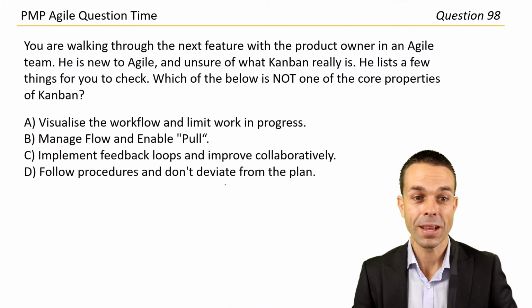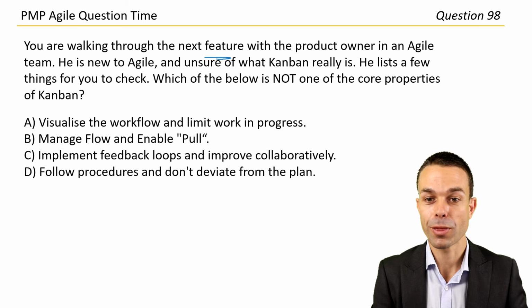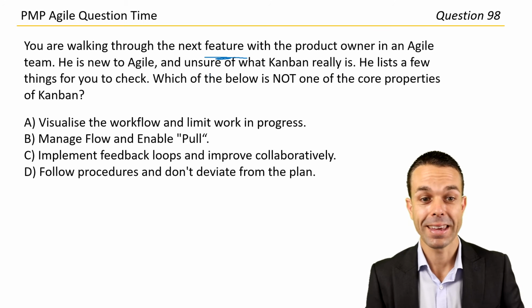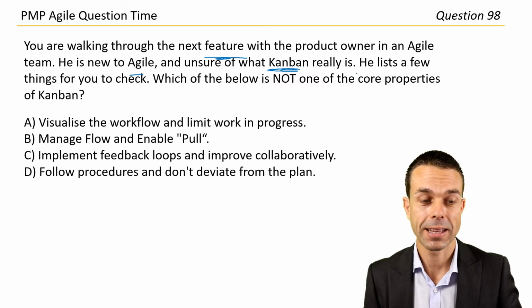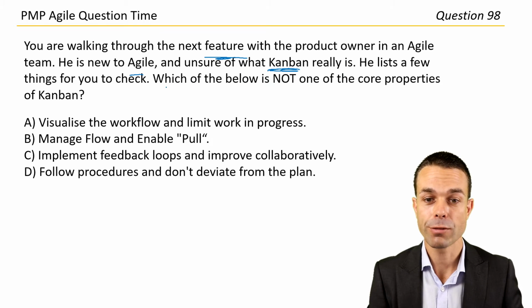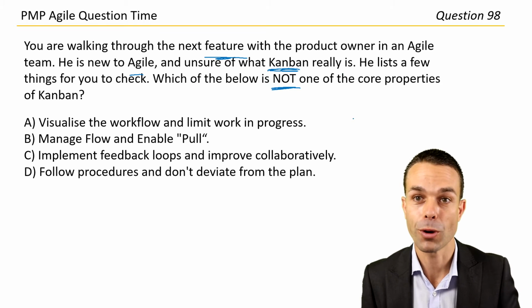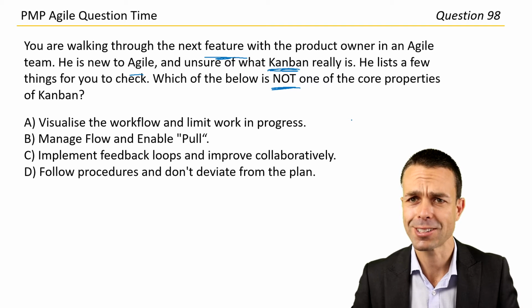Let's check them out. You're walking through the next feature with the product owner in an Agile team. He is new to Agile and unsure of what Kanban really is. He lists a few things for you to check. Which of the below is not one of the core properties of Kanban? All right, let's check it out.